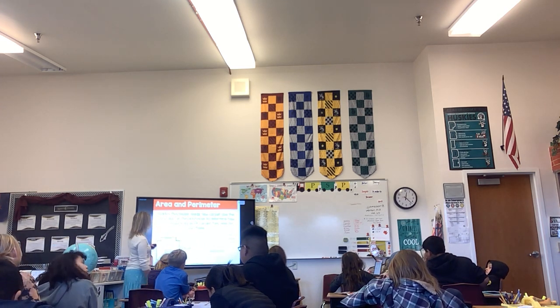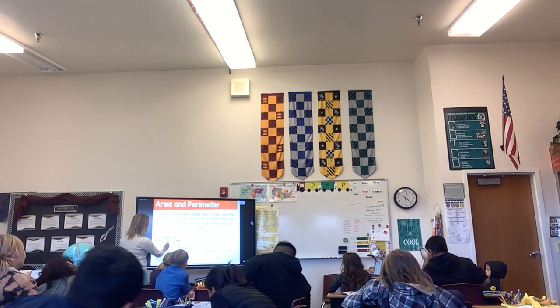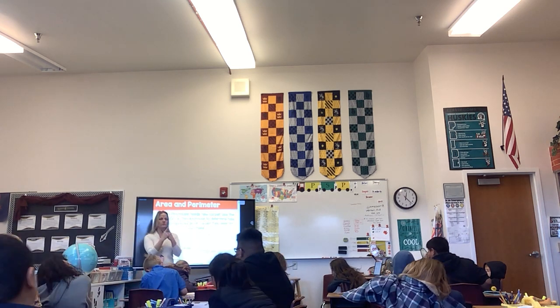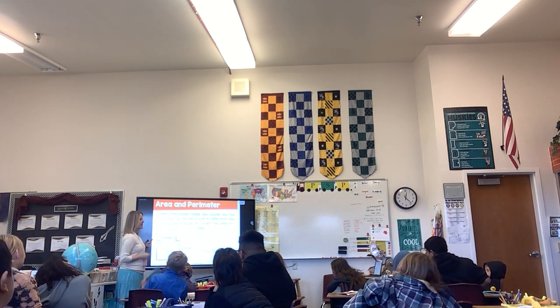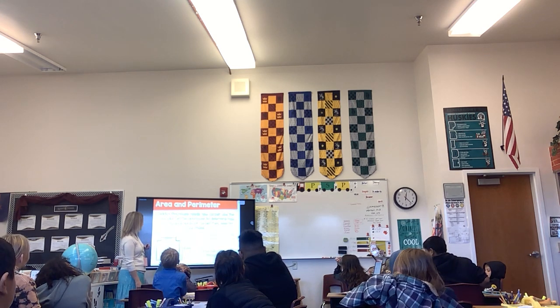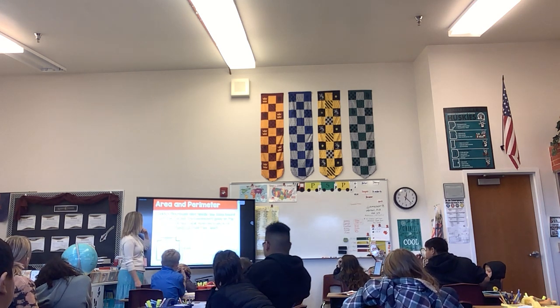6. Okay, so if the entrance is 6 square yards, and the playroom is 72 square yards, now what do we have to do? Parker got it. We have to add the 2 together. It's 78. 78. Good job.